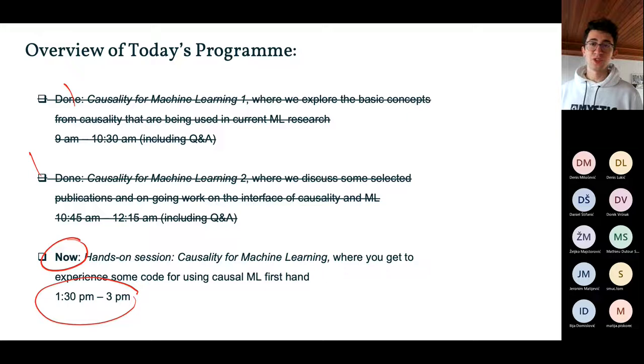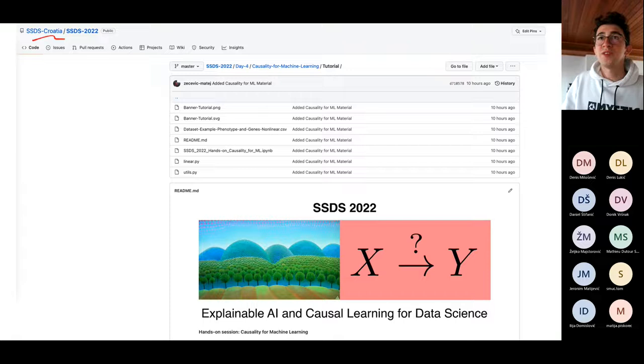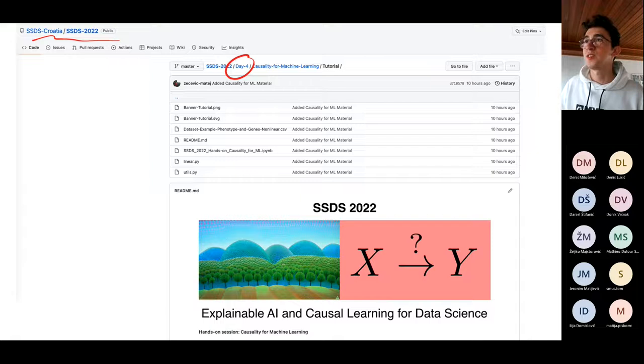And now we're just going to, using these slides, shortly discuss the whole setup. And then the idea is really to make this interactive, or at least in the sense that everyone can try it out. So there is this public repository. You should be able to find it. It's for this year's data science school. And for day four, which is the day today, there is the Causality for Machine Learning subdirectory, and it contains this tutorial directory. And there you will actually find the notebook.